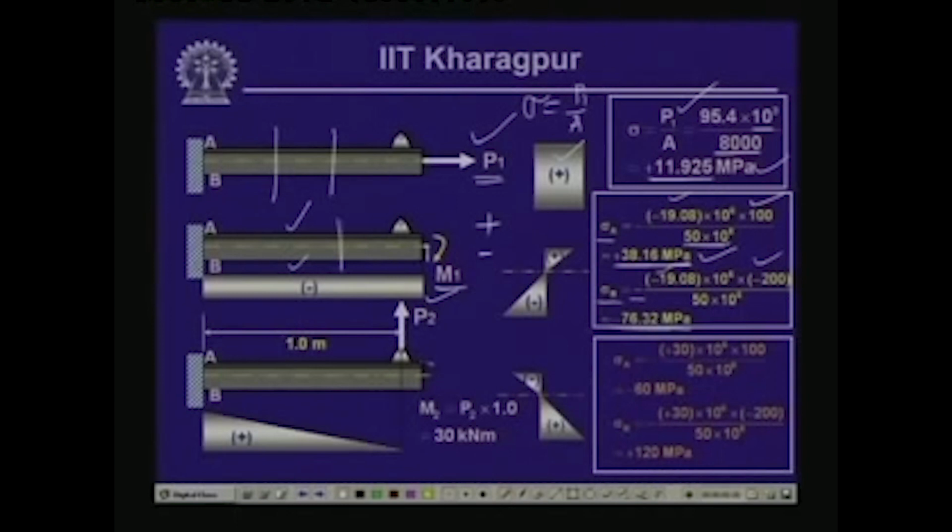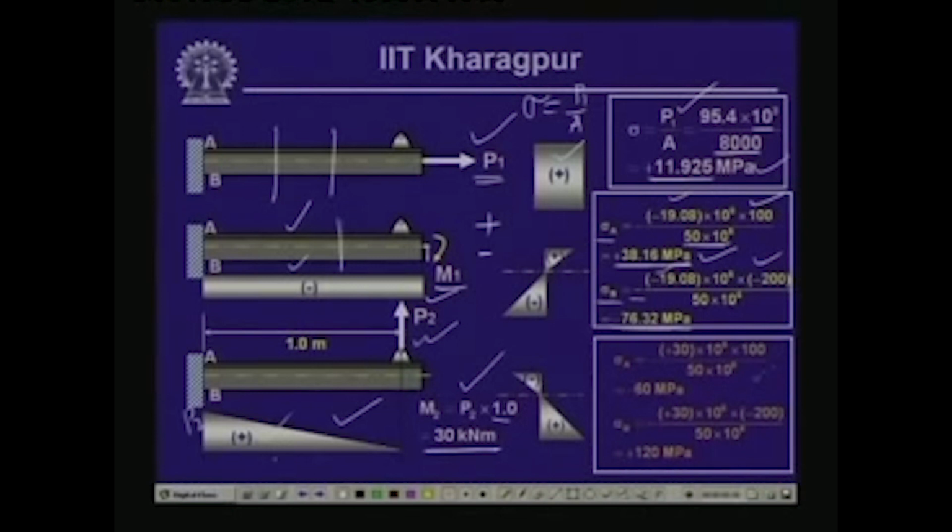Now let us look into the action of this particular load, which is a vertical load at a distance of 1 meter from the support. For that, if we draw the bending moment diagram, it is a triangle, and the value of this is equal to P2 into 1 meter, which is P2 kilonewton meter, and P2 is 30, so it is 30 kilonewton meter. Now this is a positive moment.